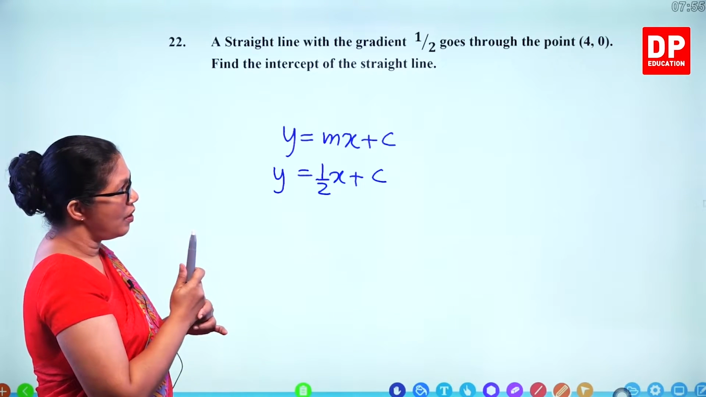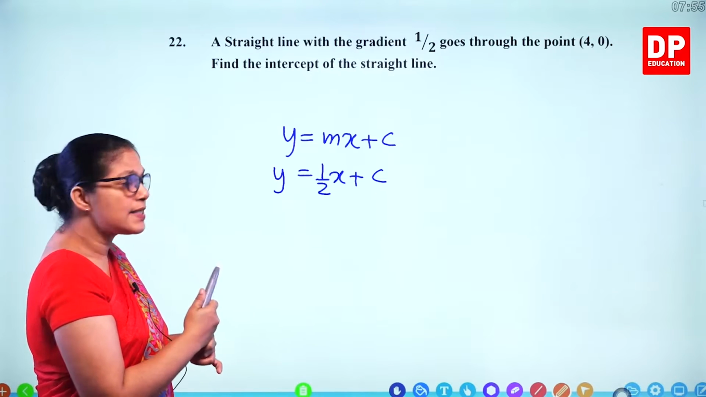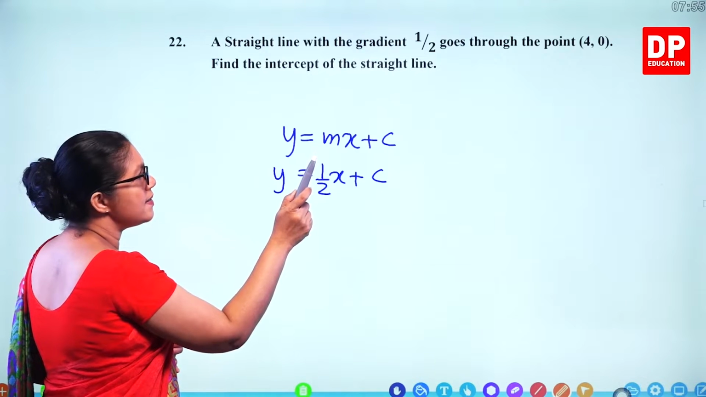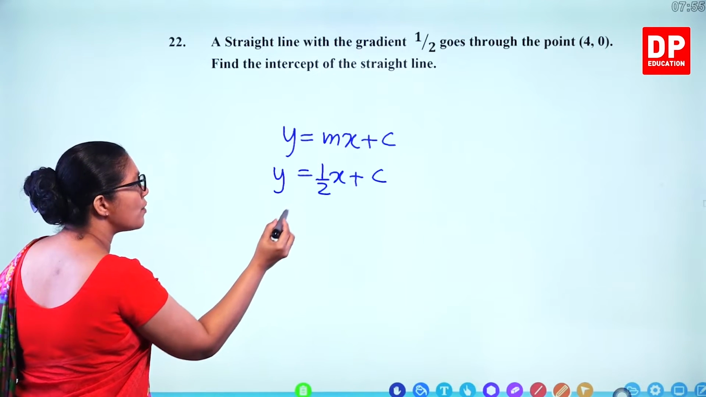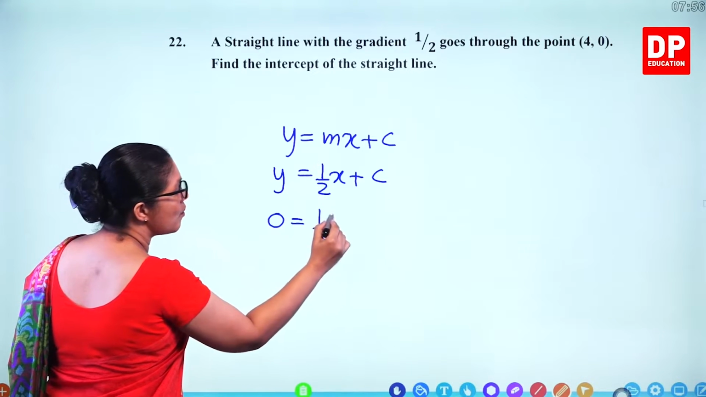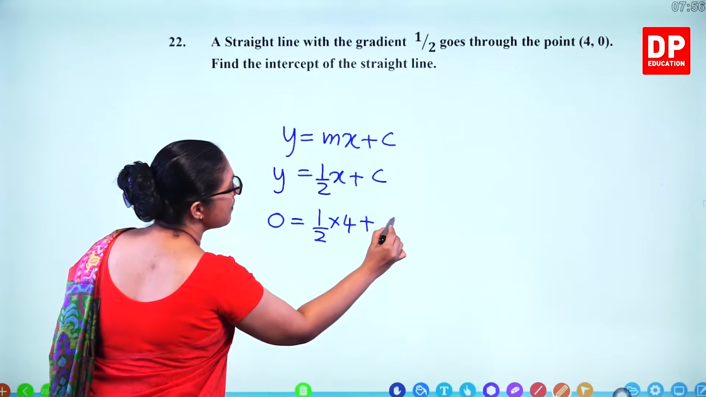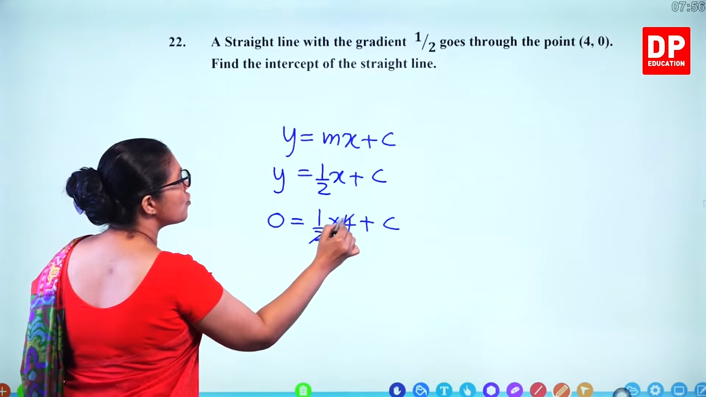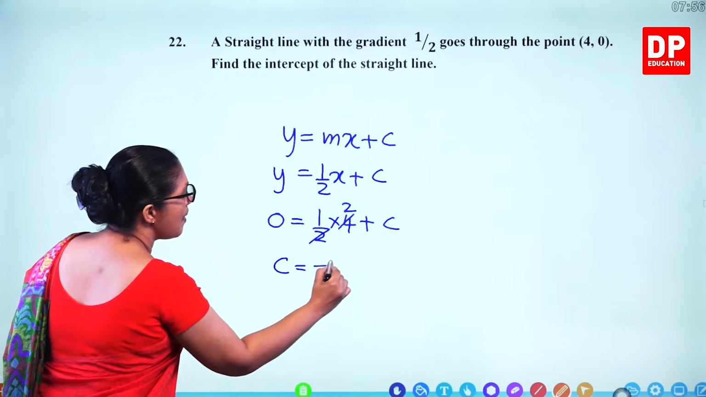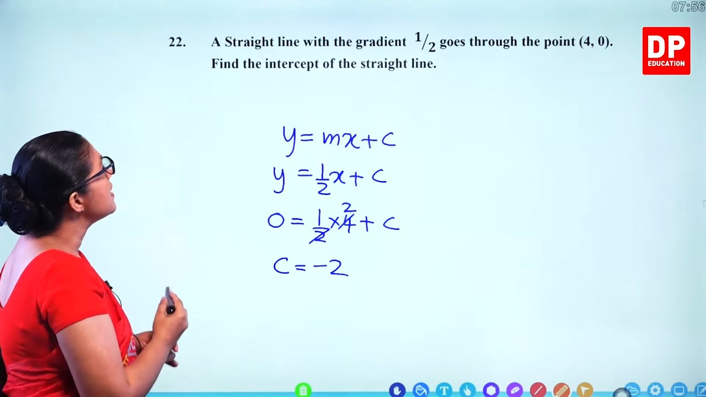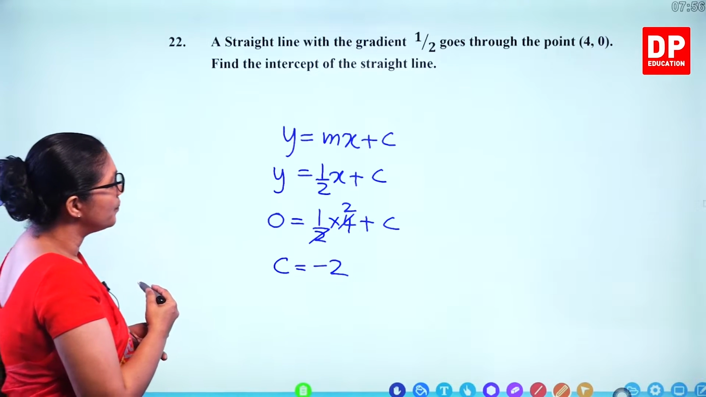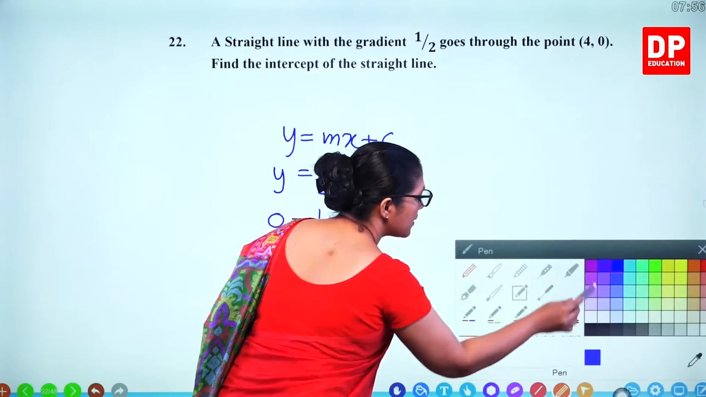But you know, this point is on the line, so it satisfies this equation. So x is 4, y is 0. We'll substitute and find the c value. This is 0. Half into x equals 4 plus c. So 2 times 2 here. When you take 2 to the other side, you get c equals minus 2. So what is the intercept of the equation? Minus 2. So 2 marks for that.